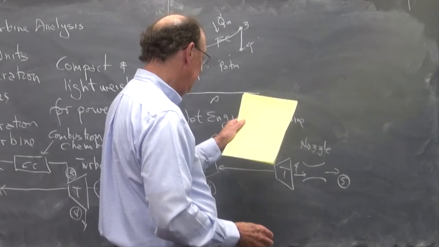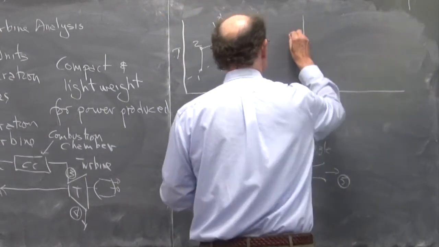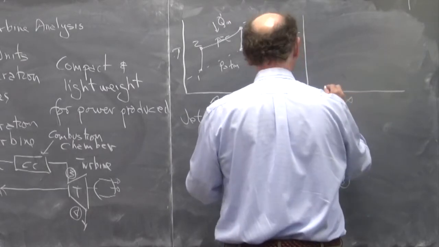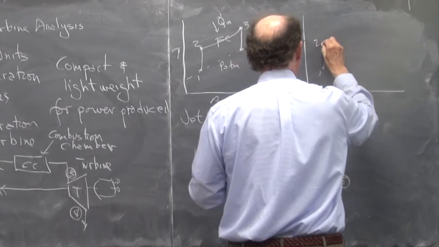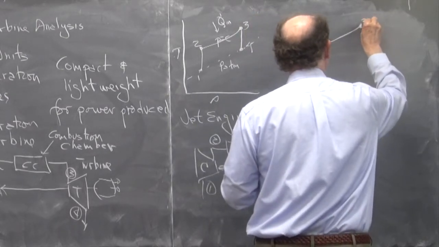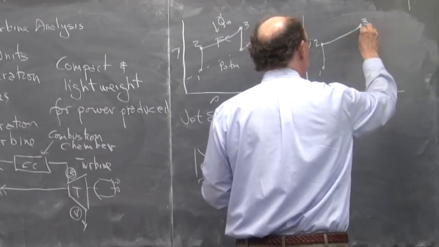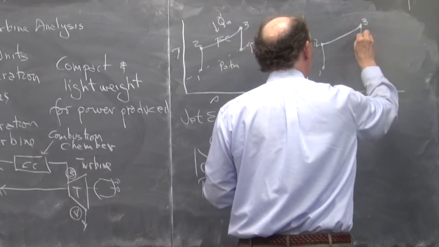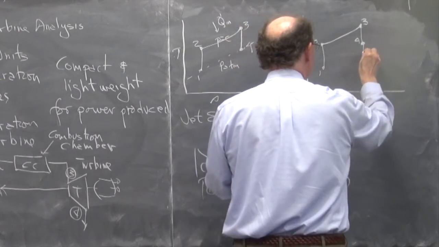So if I look at a TS diagram for this, going from 1 to 2, we have the combustion from 2 to 3. Now part of the expansion is from 3 to 4, and then I have from 4 to 5.